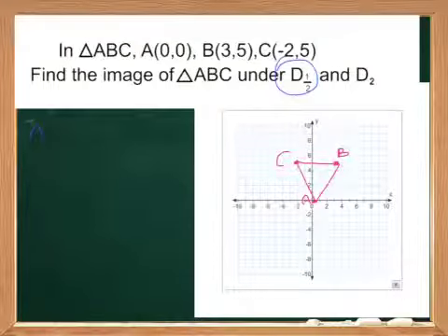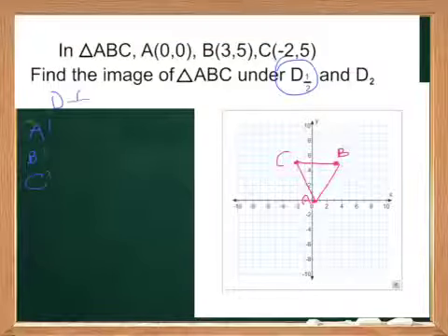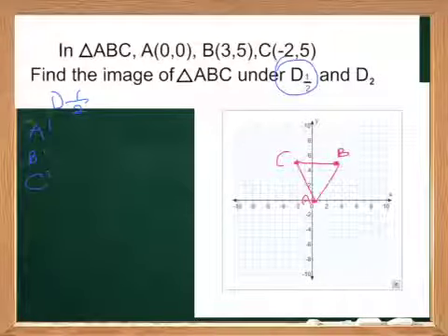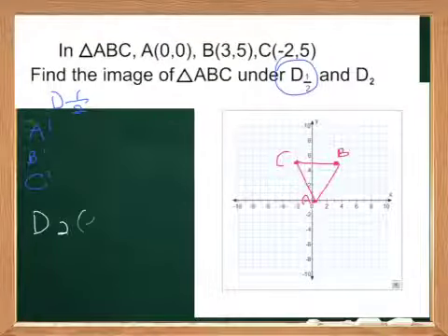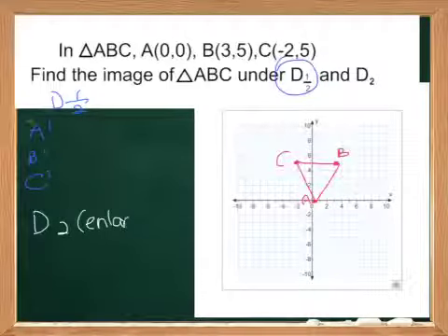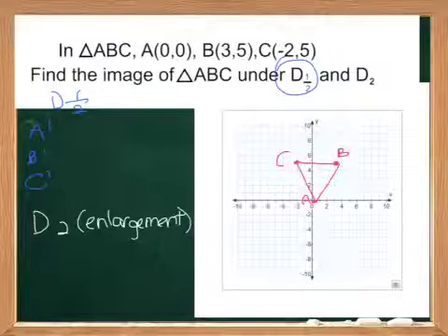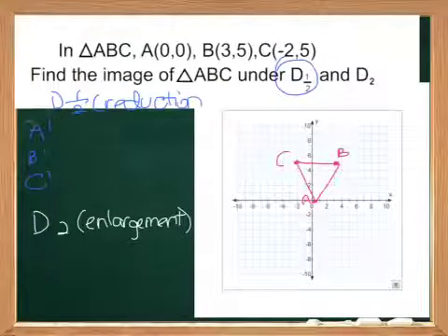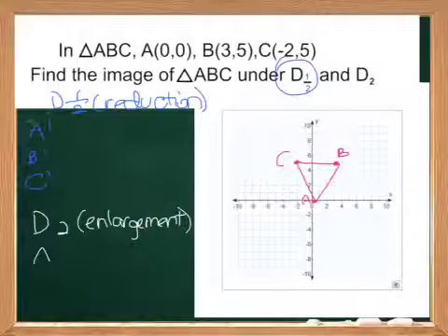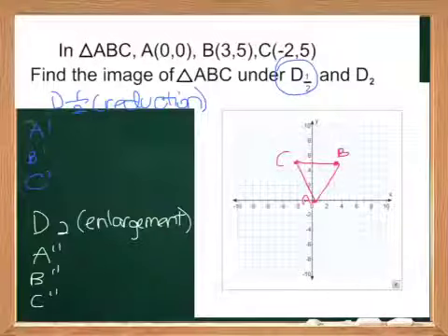So that's going to be my A prime, B prime, C prime, my dilation of 1/2. And under a dilation of 2. So here we're going to have, this is an enlargement. And this is going to be a reduction. You don't need to specify this on a test, but just so you can see the difference here. So this will be our A double prime, B double prime, C double prime.